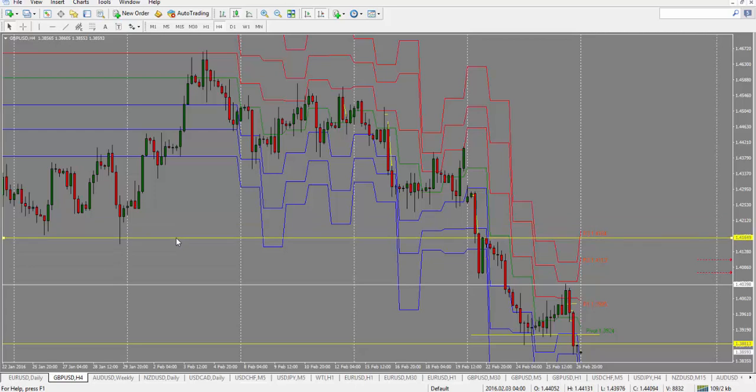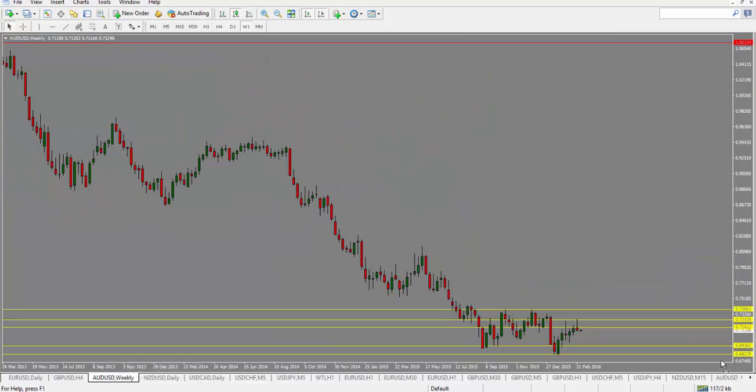Or around this level here as well, 41.60 level. This could be an opportunity for us to go short. So we'll be looking for pullbacks for further selling in British pound. Again, our outlook on pound is bearish for this week.